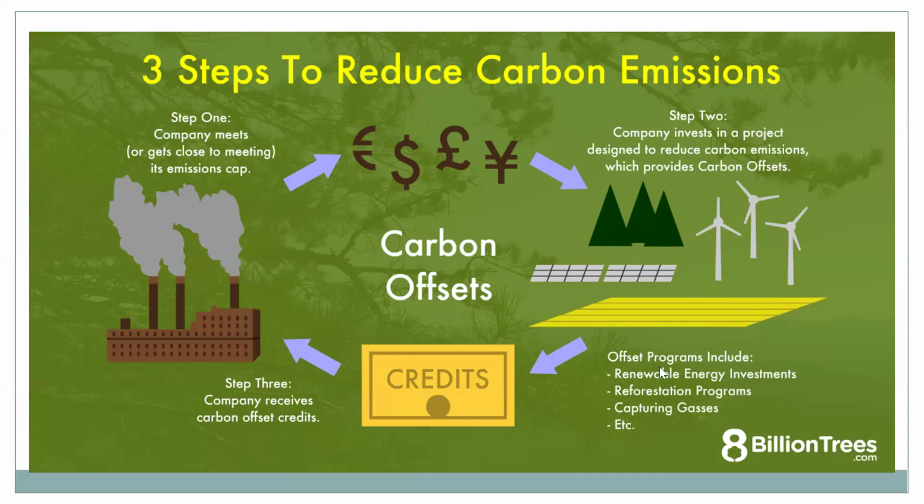So these are the actions. Step three is that the company receives carbon offset credits. If a company is able to go below their cap, then they will get a credit. Credits means financial support. You can see that.